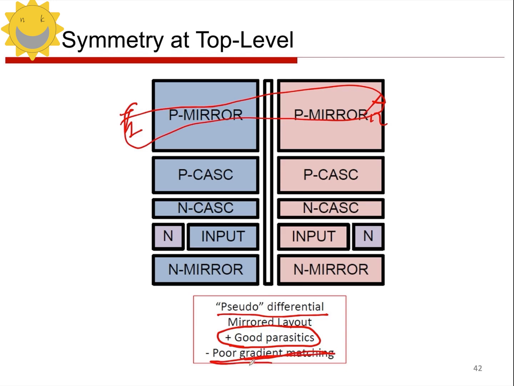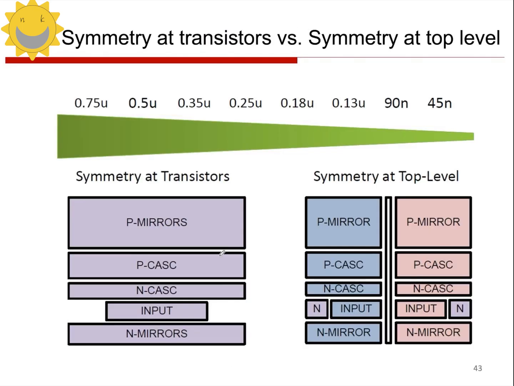Because there is no control heart. So, this is a top-level layout method, and it has its issues. Now let's compare these two layout methods and see in what situations we would use transistor-level matching, and in what situations we would use top-level matching.